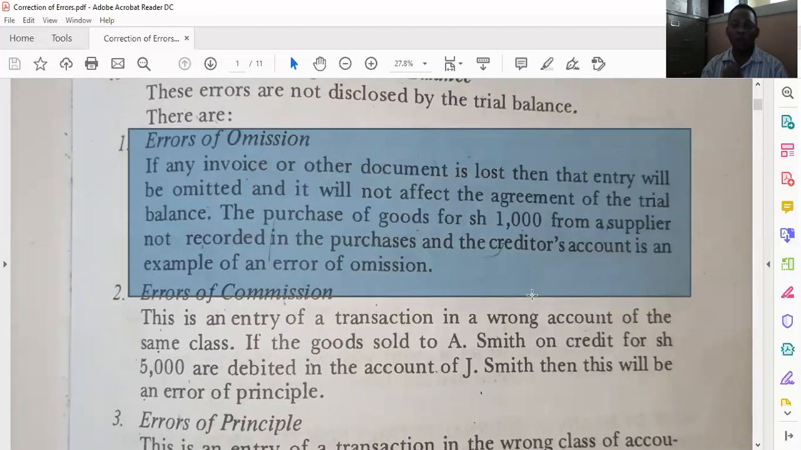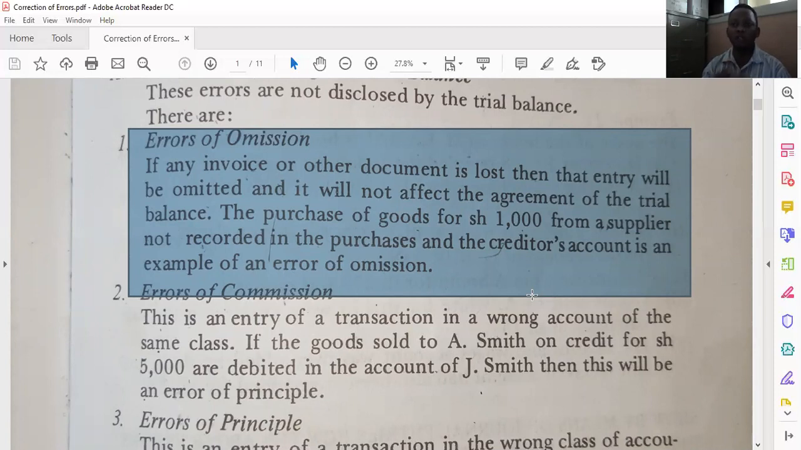An error of omission occurs when a transaction is completely omitted from the books of accounts. That is, when a transaction is completely not recorded in the books of accounts. Say, for instance, a purchase has been made by cash. In this case, we make an error of not debiting the purchases account and not crediting the cash account. So you find that there's no effect on the two sides of the ledger. There's no debit entry, there is no credit entry. This will not at all affect the trial balance because the transaction has completely been omitted from the books of accounts.